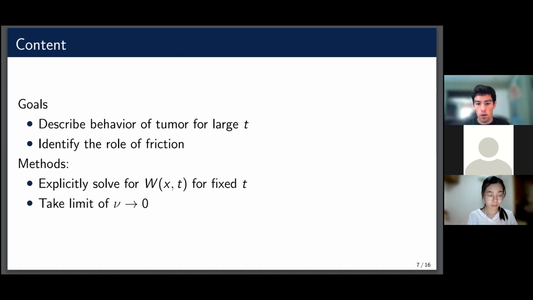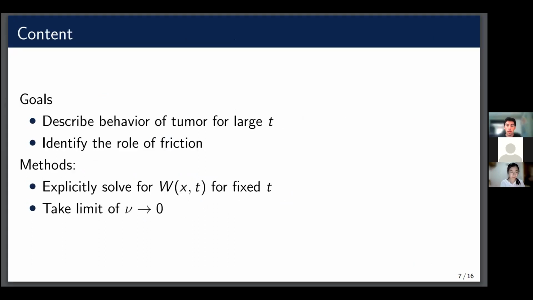So now that we have our model derived, we can look at our goals for our research. Our goals are twofold. Firstly, we want to be able to describe the behavior of a tumor for some large time t. And secondly, we want to identify the role that friction plays in the model.